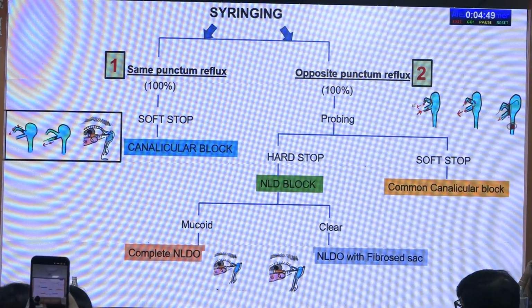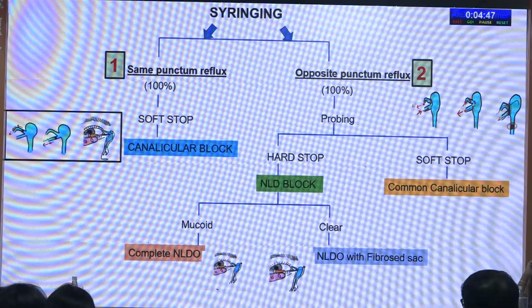Now, in the second situation, if there is a 100% regurgitation of the fluid through the opposite punctum, here the block will be present in the common canaliculus or the NLD. So here we have to do probing. On probing, if we get a hard stop, then it is a case of NLD block.